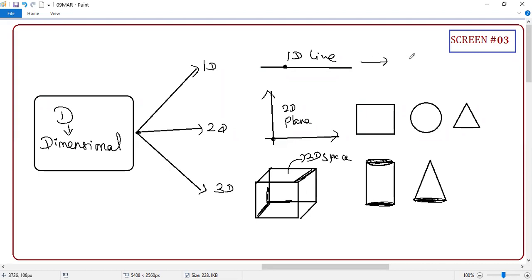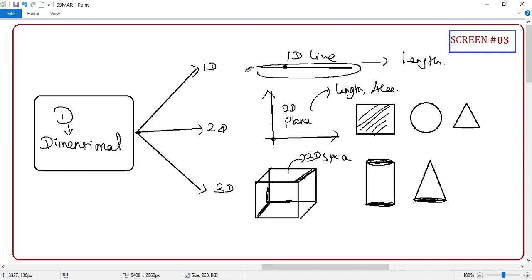1D line means you can measure only the length. 2D means you can measure length, and apart from that, you can measure something called area. In a line, you don't have an area, student. Please remember. Okay. In 3D, you can measure length, and you can measure some surface area or bottom area. I can say simply area.